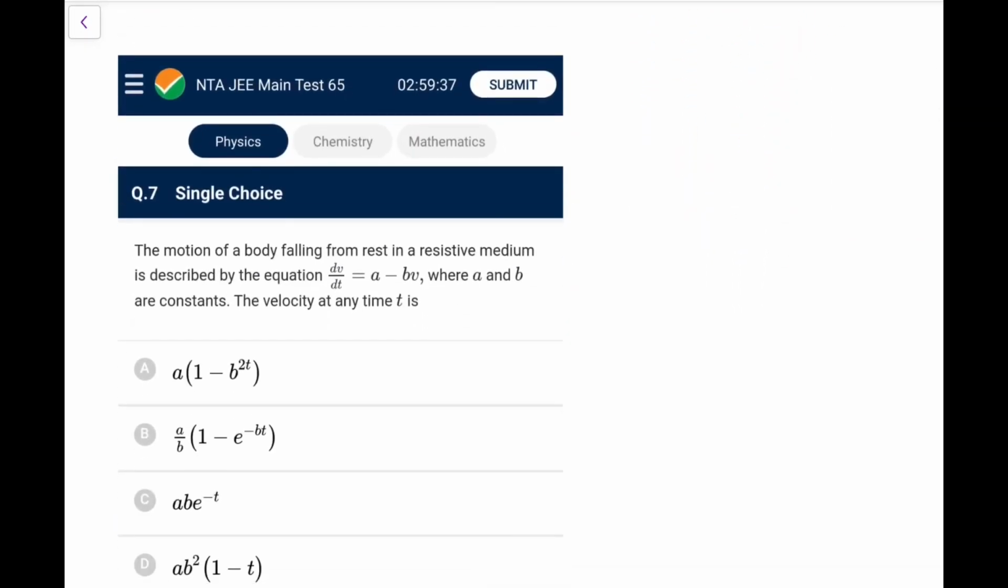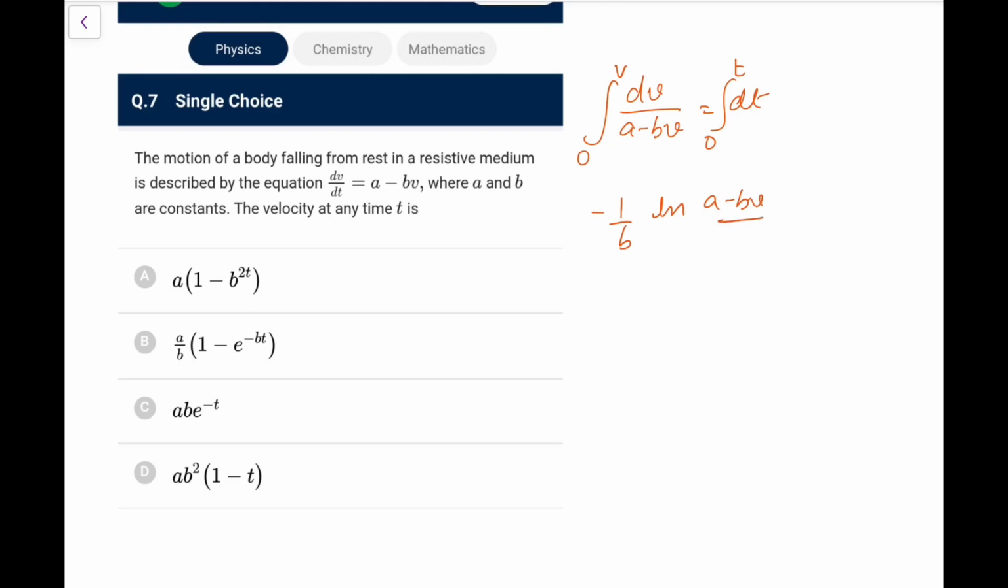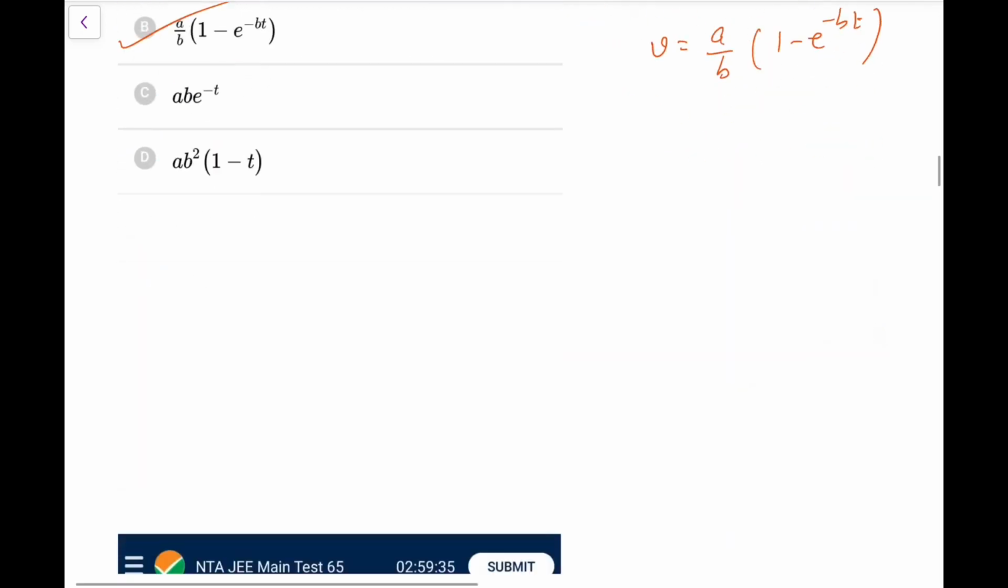Now the next one. The motion of a body falling from rest in a resistive medium is described by this equation. The velocity at any time. So we are given a differential equation. I can write dv upon, taking the v term here, equals dt. It starts falling, that means at 0 the speed is 0. Let's say at time t it becomes v. The integration will give me minus 1 by b ln of a minus bv upon, when we put 0 it would be a, equals t. So 1 minus b by a v would be equal to e to the power minus bt. So v comes out as a upon b into 1 minus e to the power minus bt. It is a simple differential equation you have to solve. We are getting option B here.